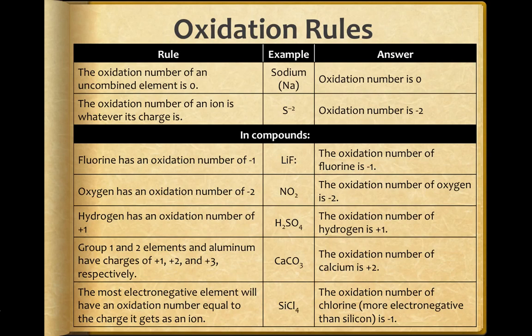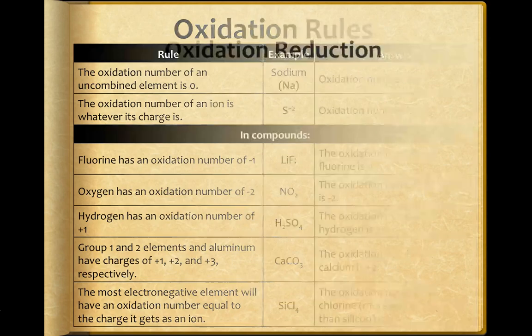Remember, for electronegativity, the closer an element is to fluorine, the more electronegative it is. Fluorine is the most electronegative element on the periodic table. So if you look on your periodic table, chlorine is really close to fluorine, especially compared to silicon. We're going to practice with that in just a second. I have one more thing I want to show you.